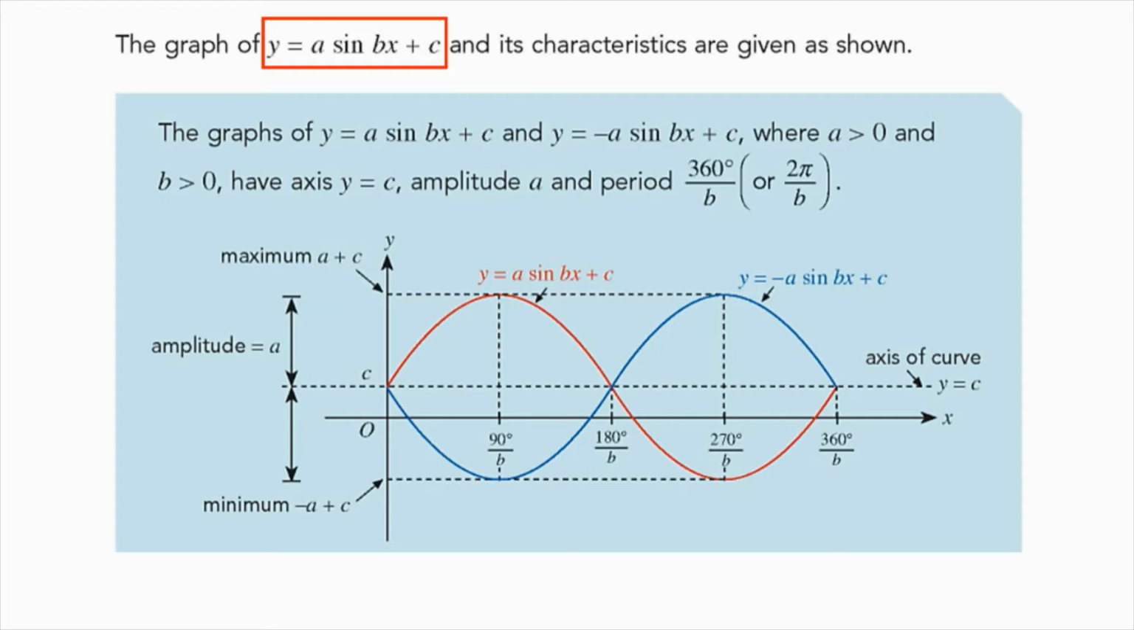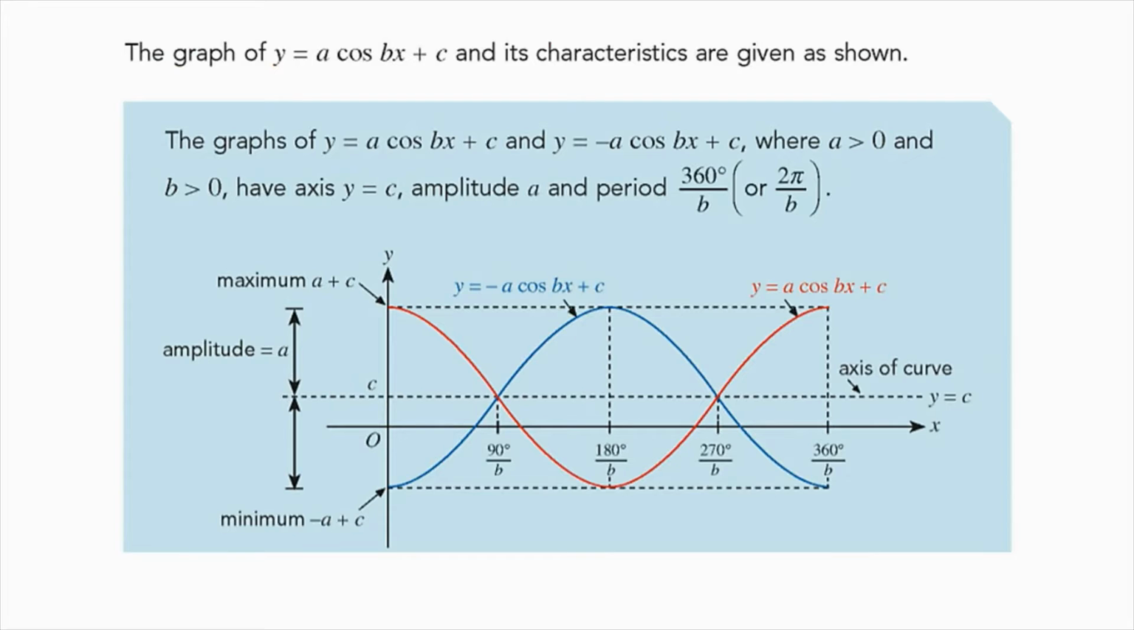Amplitude is like the height of the graph. This is the a. And there's another portion underneath the axis. There's another a. And if the graph is y equals negative a sine bx plus c, then it will be the blue line.